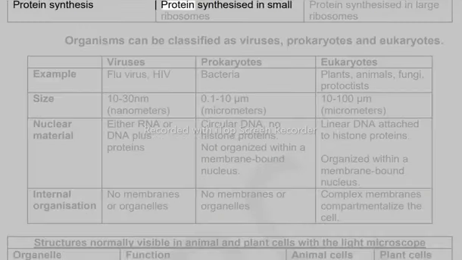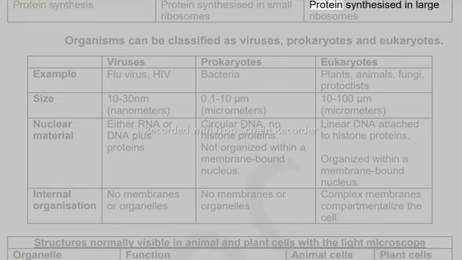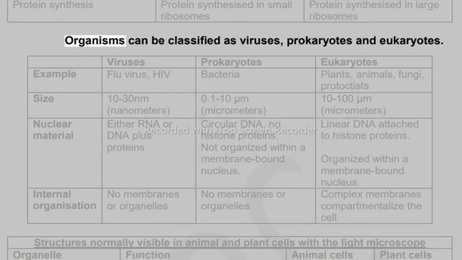Protein synthesis: protein is synthesized in small ribosomes in prokaryotes and in large ribosomes in eukaryotes. Organisms can be classified as viruses, prokaryotes, and eukaryotes.